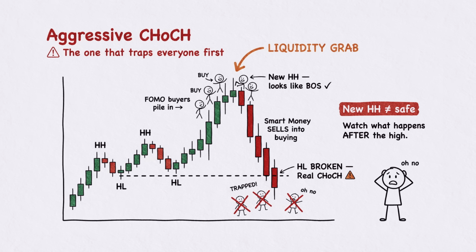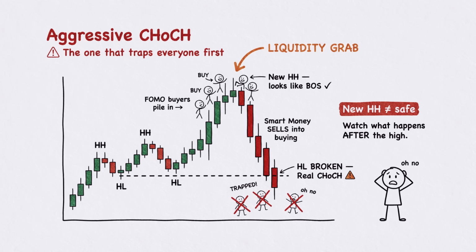Now, there's also a more aggressive form of CHoCH that catches a lot of traders off guard. Sometimes price does make a new higher high, and you think the trend is continuing, but then it immediately gets slammed back down and breaks the previous higher low. What happened? That new high was actually a liquidity grab. Smart money used the breakout to sell into all the FOMO buying and then crashed it. So don't assume that a new high means you're safe. Watch what happens right after. If the structure breaks on the way down, that's an even more dangerous CHoCH because it trapped everyone first.